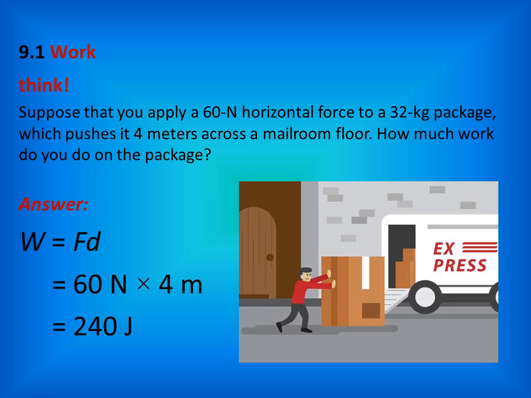Remember our formula. In order to get work, we must multiply force and distance. Your force is 60 newtons, while your distance is 4 meters. To get the work, we have to multiply 60 times 4. 60 times 4 is equal to 240. And remember, since you are looking for work, the unit that you should use is joules.